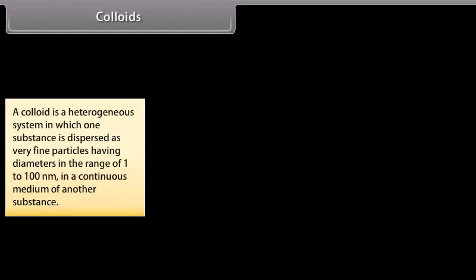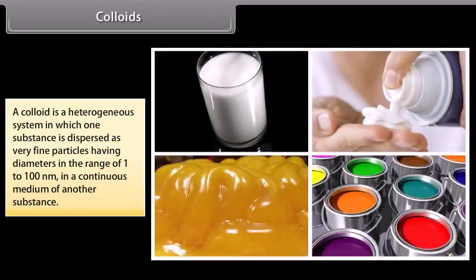Colloids. A colloid is a heterogeneous system in which one substance is dispersed as very fine particles having diameters in the range of 1 to 100 nanometer in a continuous medium of another substance. For example, milk, shaving lather, jelly, and paint. A colloidal solution is heterogeneous in nature and always consists of at least two phases, the disperse phase and the dispersion medium.